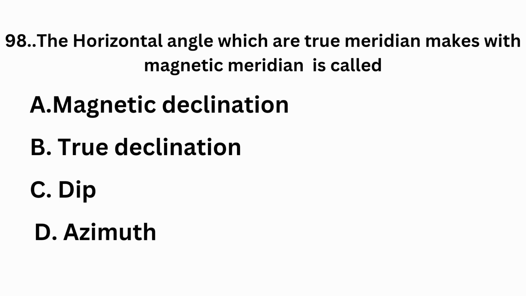98. The horizontal angle which a true meridian makes with magnetic meridian is called as A. magnetic declination, B. true declination, C. dip, and D. azimuth. Magnetic declination is the angle between the true meridian and the magnetic meridian.